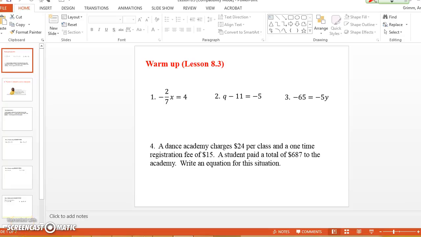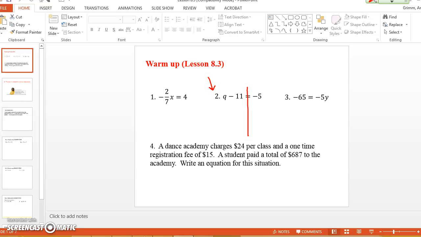Right, so we've been working on one-step equations. Yesterday we talked about writing two-step equations, and so this warm-up goes over all of that, and then today we're going to focus on solving two-step equations. So let's start with one you might think is a little easier. Let's save number 1. Let's look at number 2 first. How do I solve number 2?